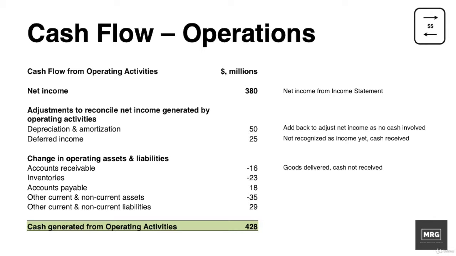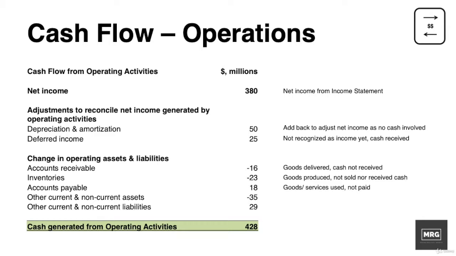Some changes in operating assets and liabilities, like accounts receivable. We have delivered the goods, but we have not received the cash, so we have to take off 16 million here. Inventories: we have produced the goods, but we have not sold nor received the cash, so the 23 million is sitting in the warehouse. So yes, you have to deduct that off because you have already used the cash to produce that inventory.